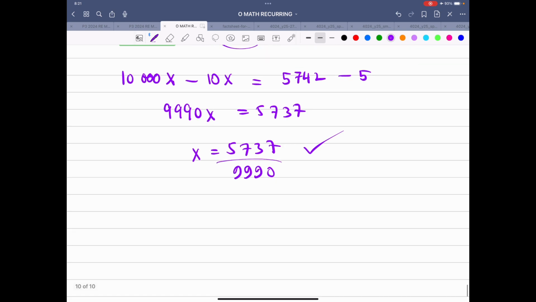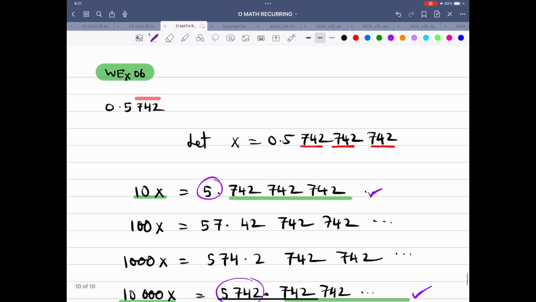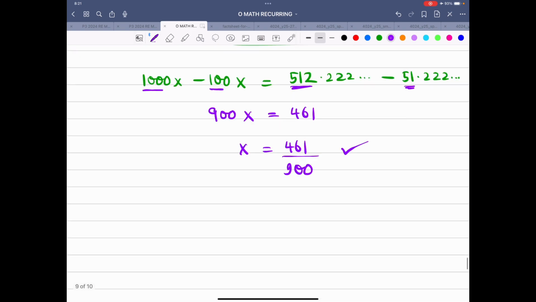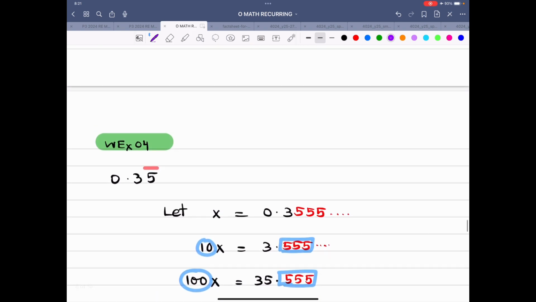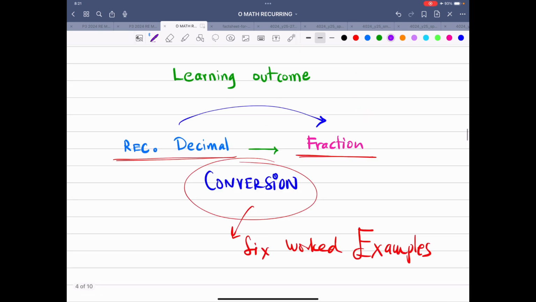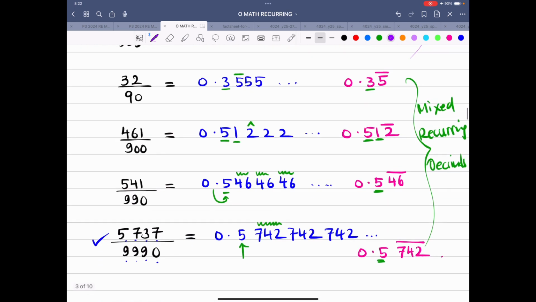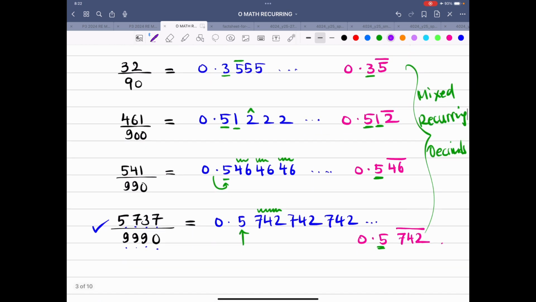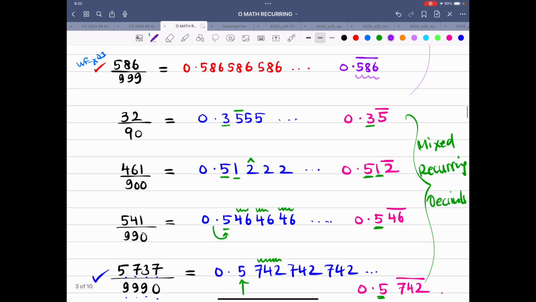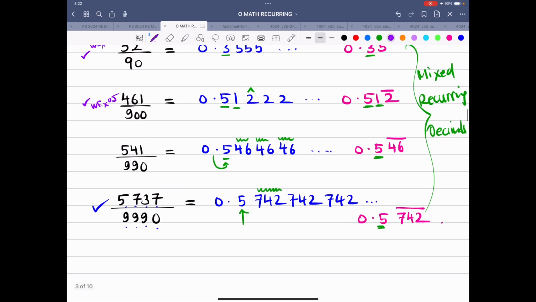So that is how this thing is done. All these examples are from the first page. So 5742 and this 512 and this 0.35. Let me show it to you. So there it is. I think this one was worked example 4. And then we have 0.512. This was worked example 5. And then the last one was this. That was worked example 6.